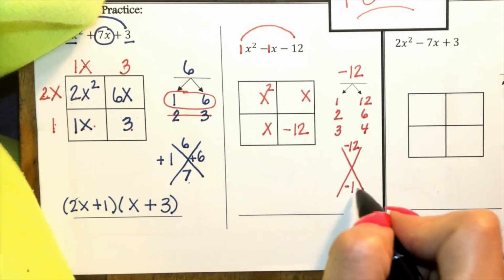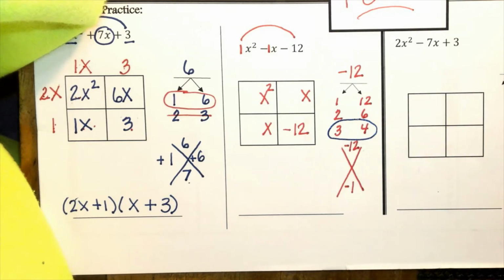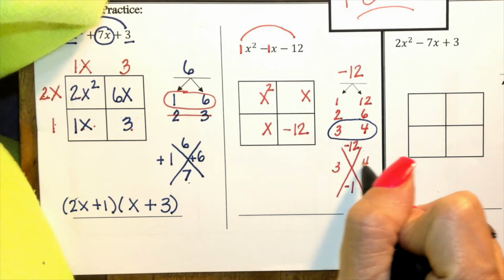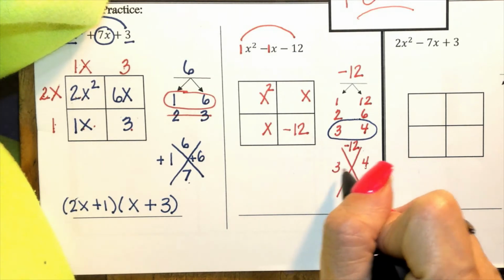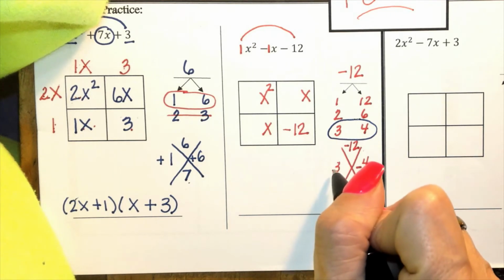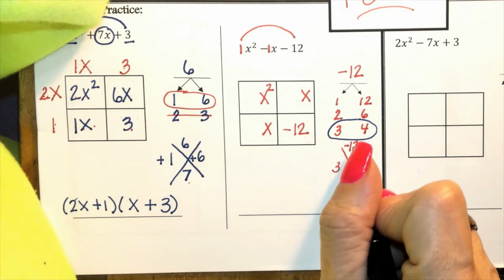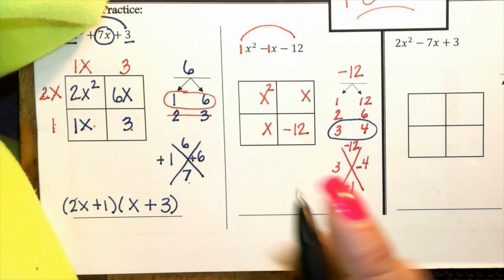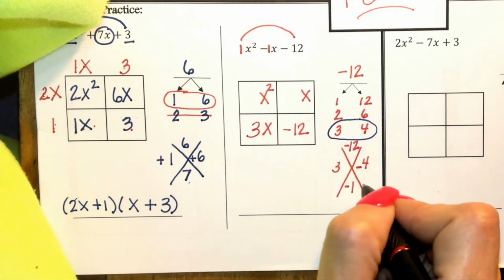So I'm going to put a 3 and a 4. I need to add together to get negative 1. Well, if I make this negative, negative 4 plus 3 would be negative 1. Negative 4 times 3 would be negative 12. There we go. So I need to take these and put them up here. It doesn't matter which box. I'm going to put 3 here and negative 4 here. Okay, so my box is filled out.